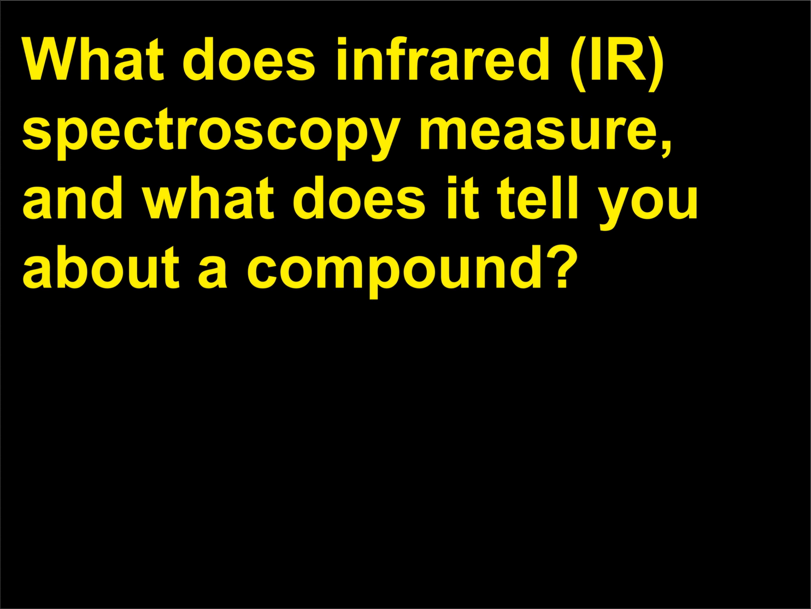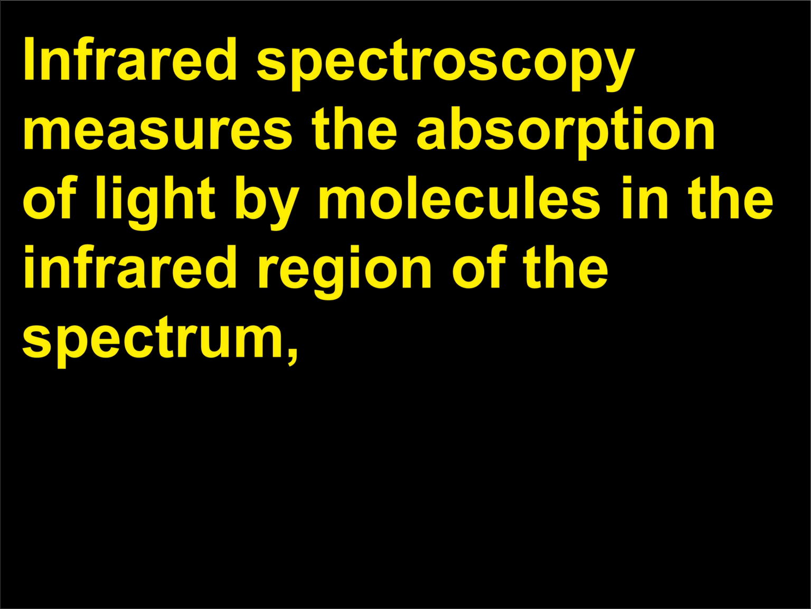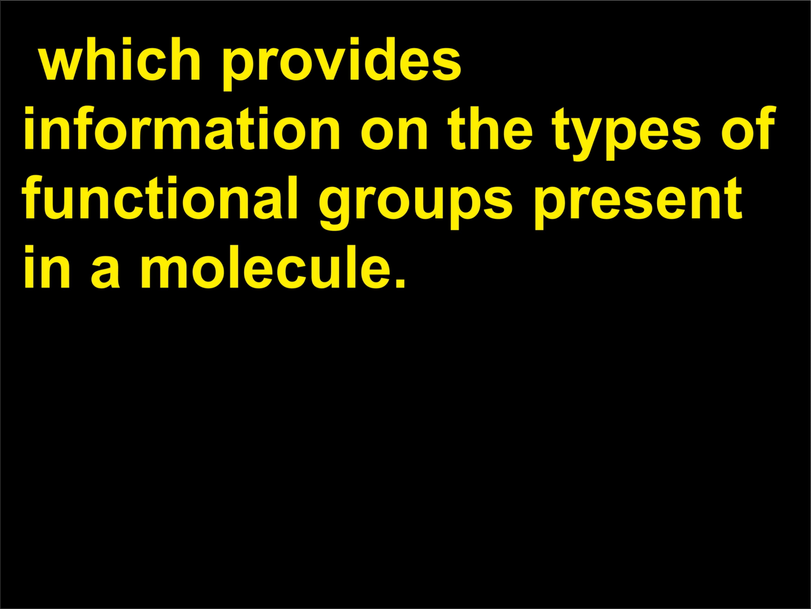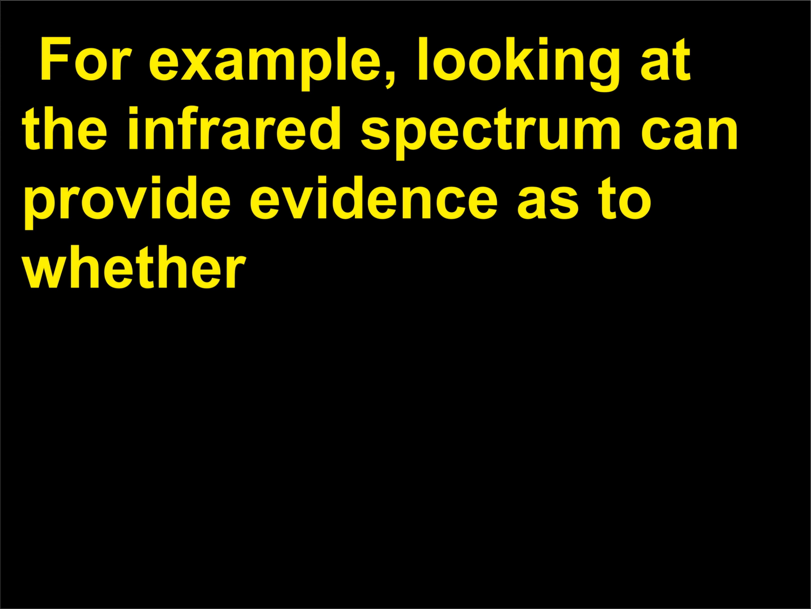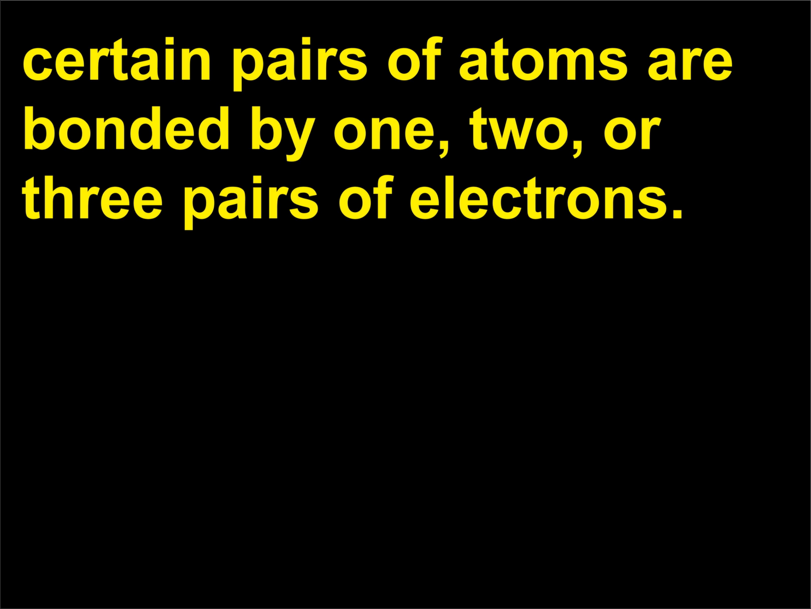What does infrared, IR, spectroscopy measure, and what does it tell you about a compound? Infrared spectroscopy measures the absorption of light by molecules in the infrared region of the spectrum, which provides information on the types of functional groups present in a molecule. For example, looking at the infrared spectrum can provide evidence as to whether certain pairs of atoms are bonded by 1, 2, or 3 pairs of electrons.